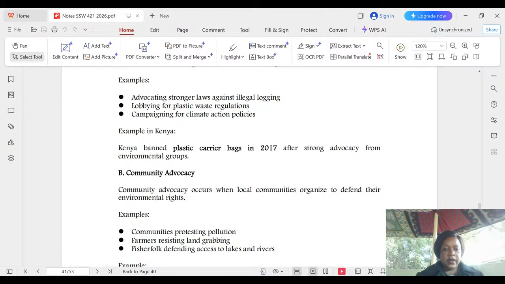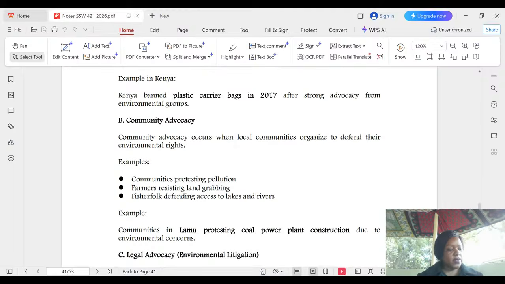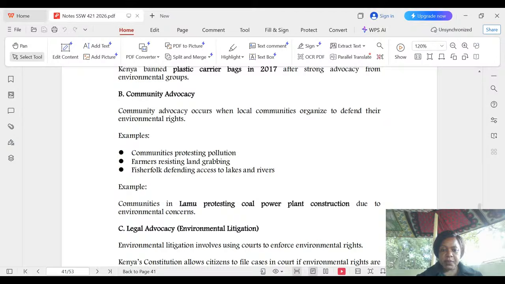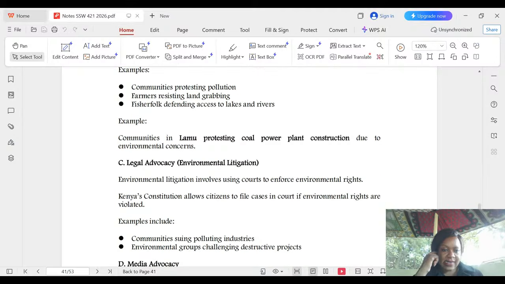attended to. So, for example, communities protesting pollution in their community, like the example I gave of waste being removed from an affluent area and being dumped in a less affluent area. Farmers resisting land grabbing, like forest land and other forms of land. Fisher folk defending access to lakes and rivers because they understand how overconsumption and the wrong practices are affecting their livelihoods. I put an example there because of the platform. Let me not read it, but you can see that.